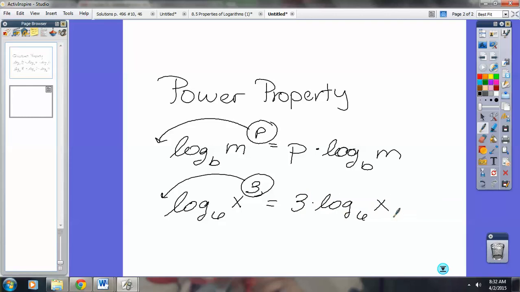We're going to use these properties to help us solve some things today. The first 5 problems are on your front. Looks like the last four on the back side. So let's go back to the PowerPoint.